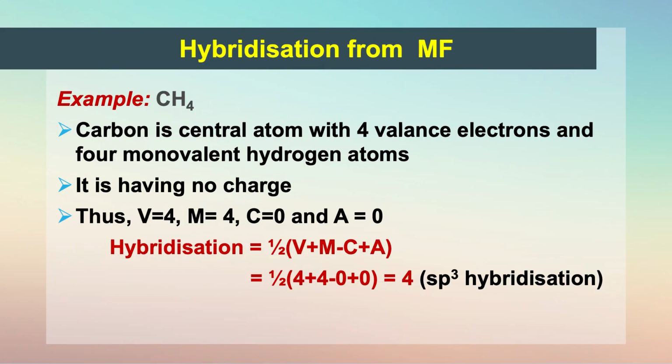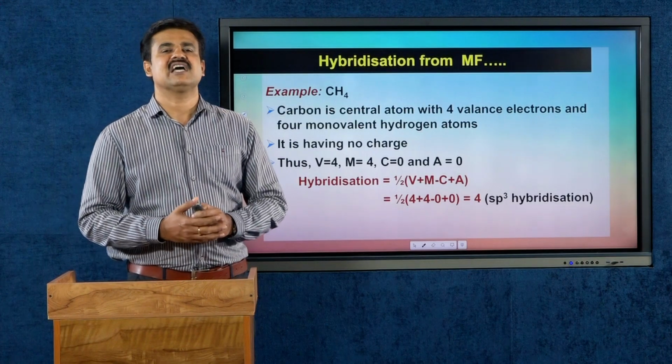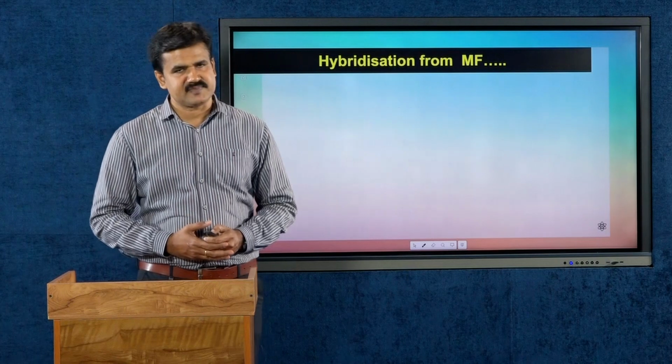Hybridization is equal to half into V plus M minus C plus A, that is equal to half into 4 plus 4 minus 0 plus 0, that is equal to 4. 4 orbitals take part in hybridization. That hybridization is nothing but sp3 hybridization. So we got the hybridization of the CH4 molecule as sp3.